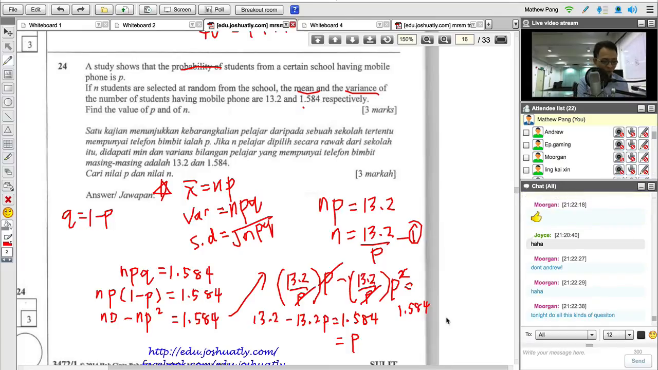Alright, this is simple algebra. I think you shouldn't have a problem. 0.88. Alright, you just press the calculator by yourself. Alright, yeah, you got 3 marks because of this.